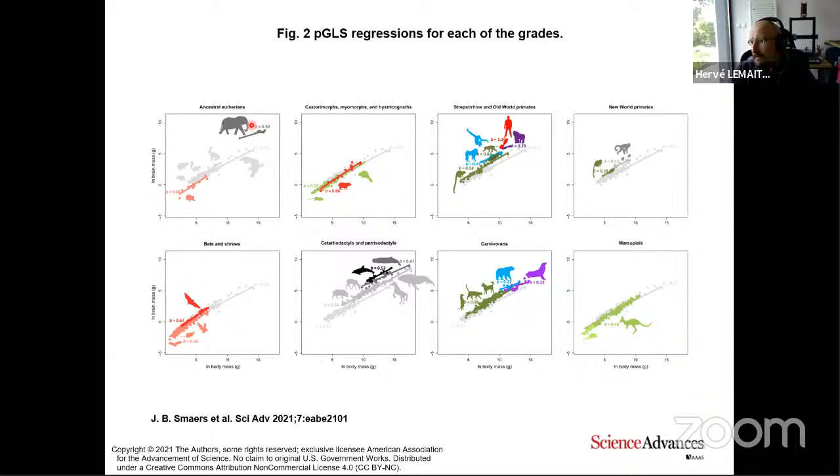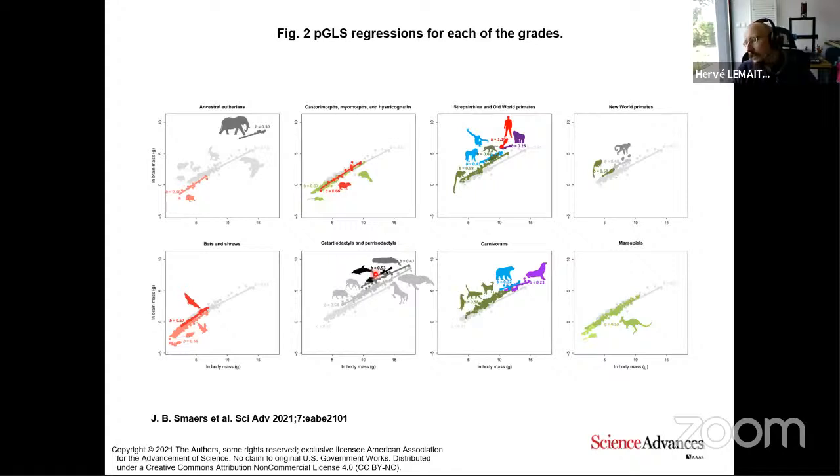The other scenario is for the whales. We talked about just before, the whales and dolphins. What happened for them is a lot of intercept shifts. You see the slopes are kind of similar, but there is a step. It's composed of different steps for the whales and the dolphins.